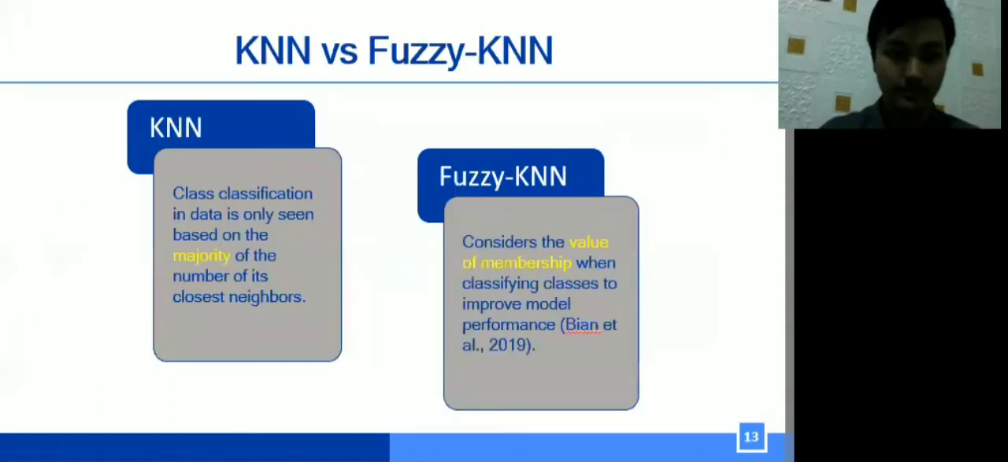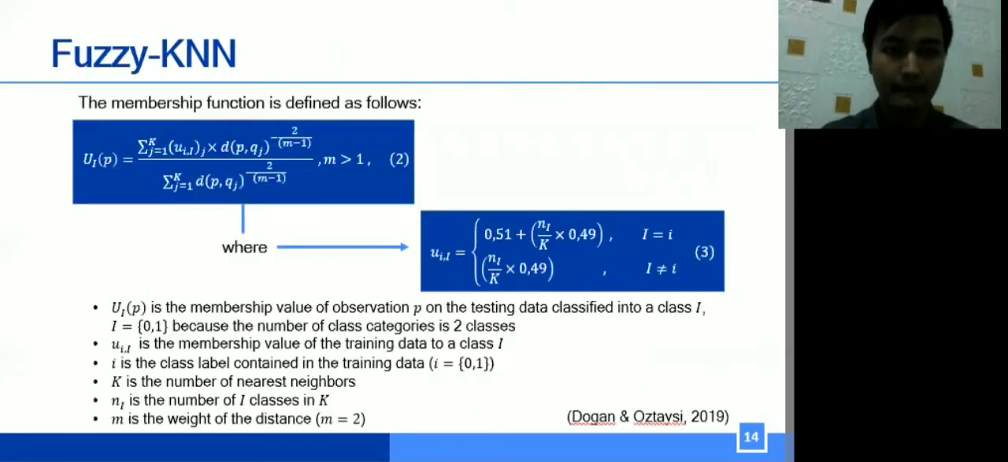The difference between the KNN and the fuzzy KNN methods is in the class classification process. In the KNN method, class classification in data is only seen based on the majority of the number of its closest neighbors. But in the fuzzy KNN method, it considers the value of membership when classifying classes to improve model performance. And these are the formulas to calculate the value of membership in data.